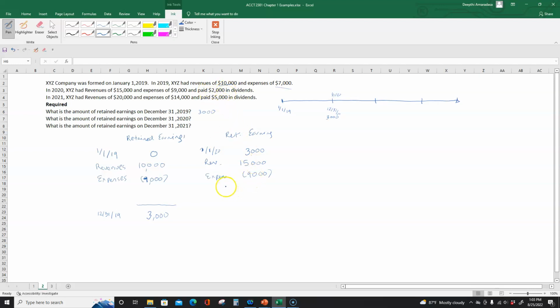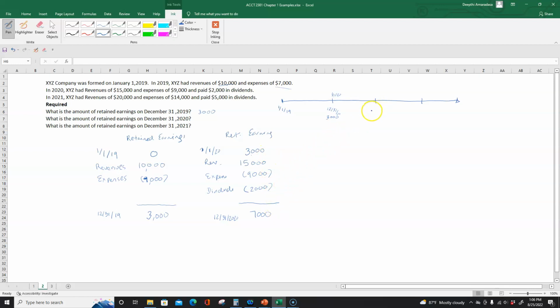And then they also paid $2,000 in dividends. What effect does dividends have on retained earnings? We said dividends cause retained earnings to decrease, so I'm going to subtract that $2,000 as well. Now, if I add these numbers, remembering to subtract the numbers in parentheses, I will get retained earnings on December 31st, 2020 to equal $7,000. So that's retained earnings on December 31st, 2020. I just added all these numbers together.